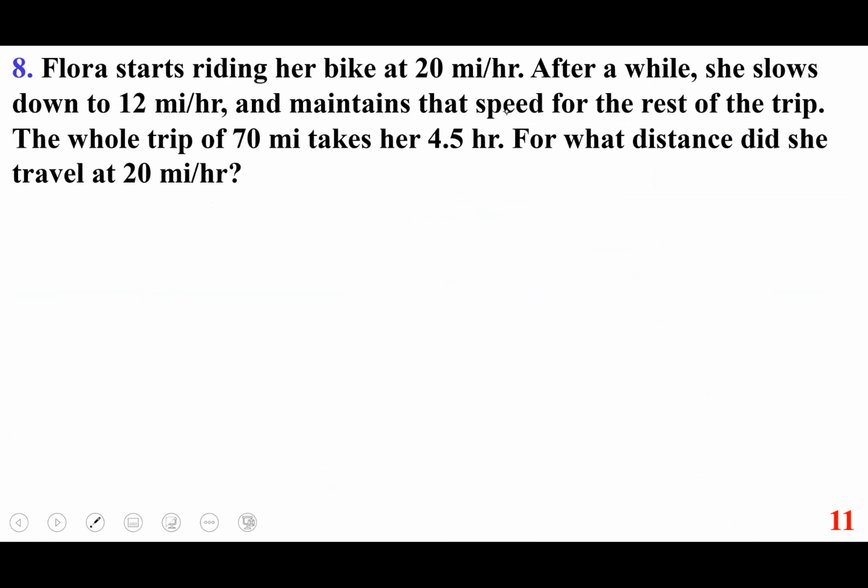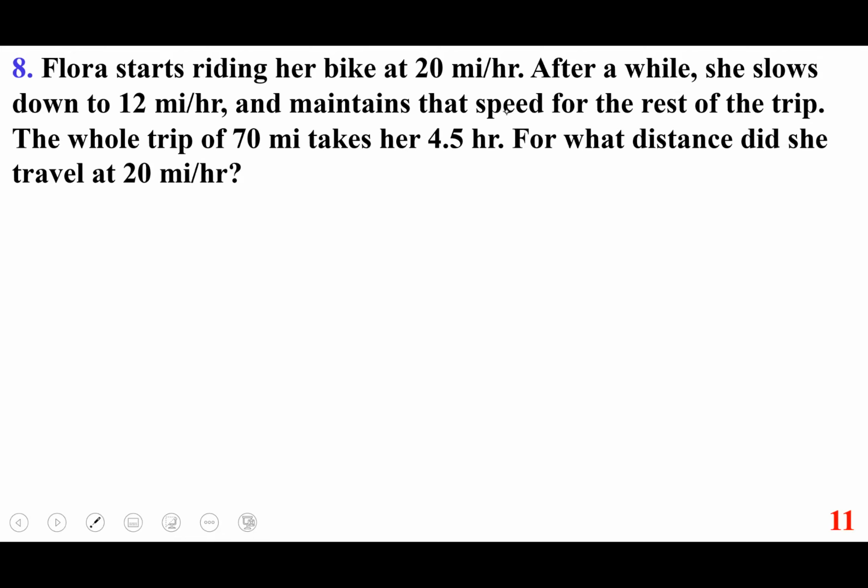Would somebody read this, please? Flora starts riding her bike at 20 miles per hour. After a while, she slows down to 12 miles an hour and maintains that speed for the rest of the trip. The whole trip of 70 miles takes her 4.5 hours. For what distance did she travel at 20 miles per hour?